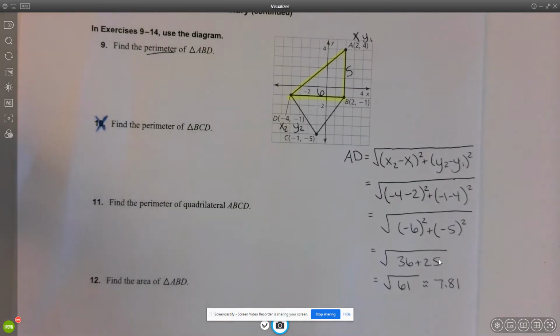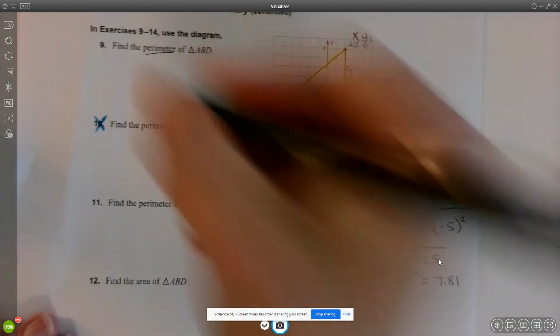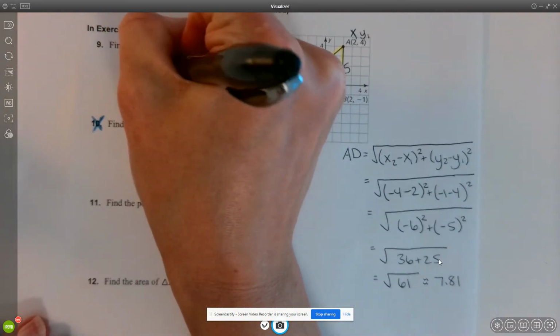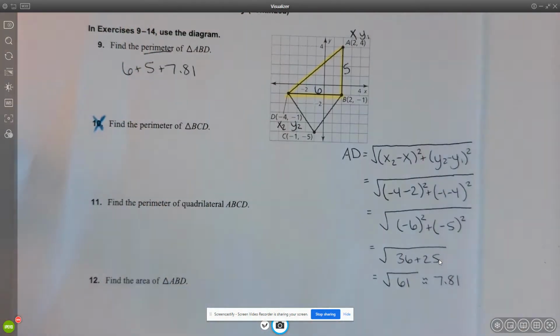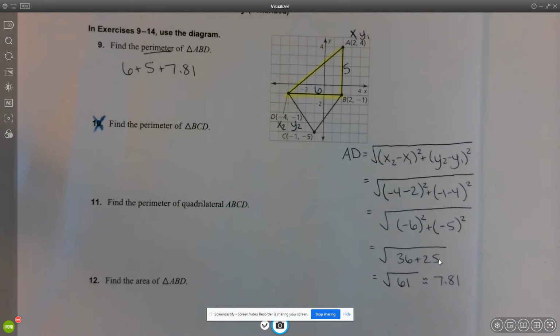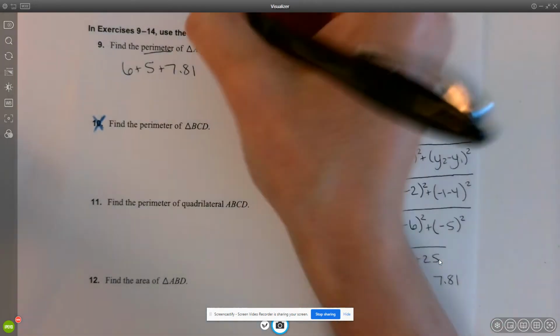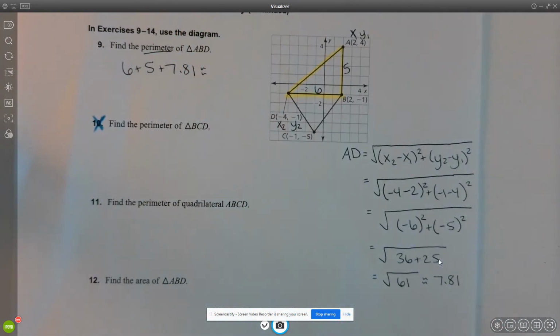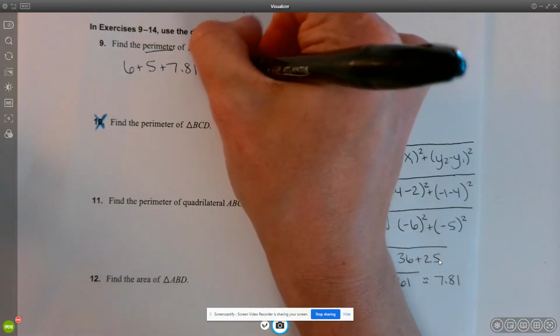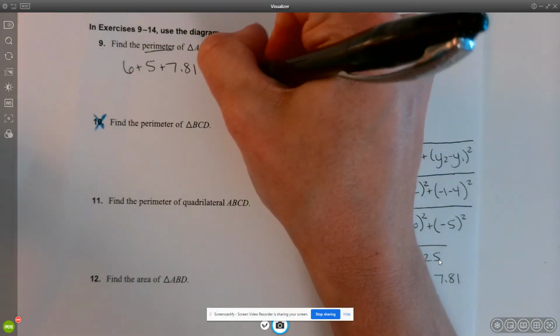So now to find the perimeter of this triangle, I'm going to take those 3 lengths I just found and add them together. This gets me approximately 18.81 units.